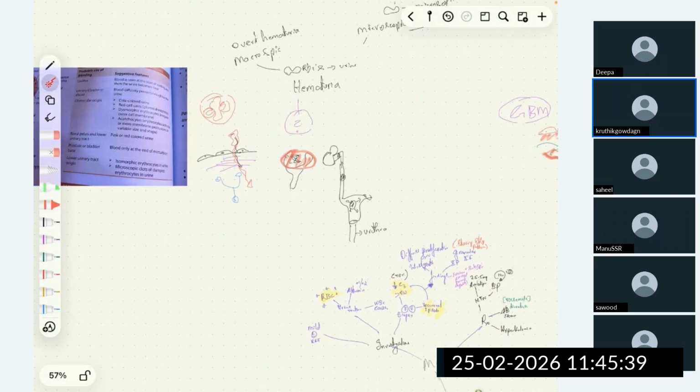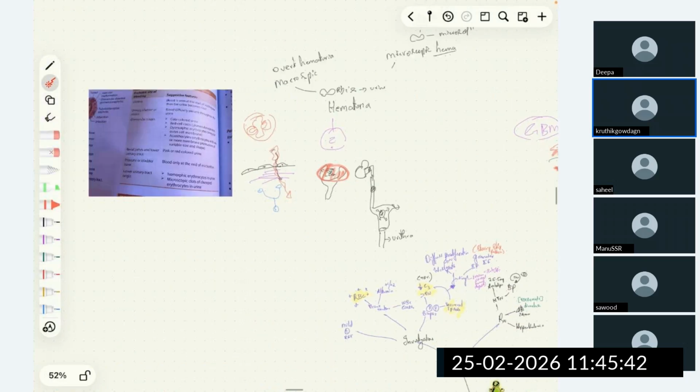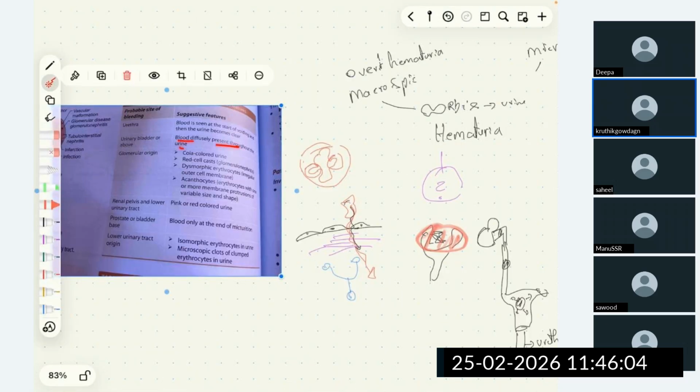I'll explain once again. If the bleeding is of glomerular origin, you remember we see cola colored urine, RBCs, dysmorphic RBCs, and acanthocytes. If the origin is in the renal pelvis or lower urinary tract, we see pink or red colored urine. If the bladder or above is involved, we see blood diffusely present throughout the urine, because as the urine dribbles down through the ureter and down to the urinary bladder, it will carry the RBCs along with it. If the prostate or bladder base is involved, we see blood only at the end of micturition.